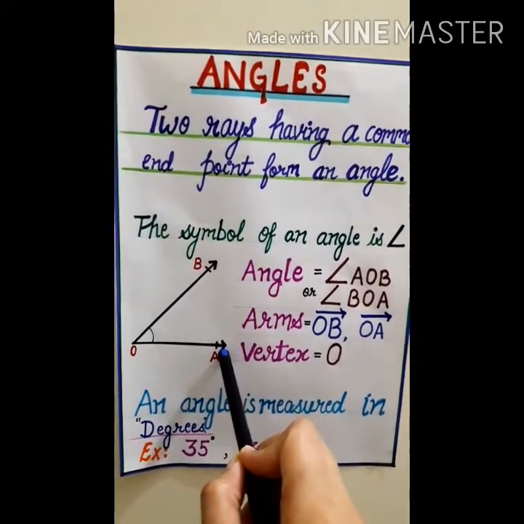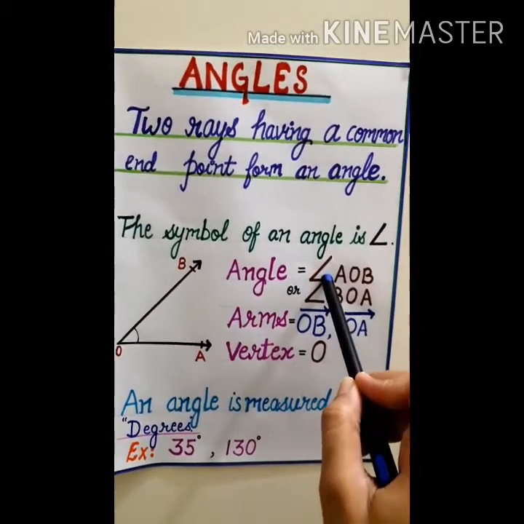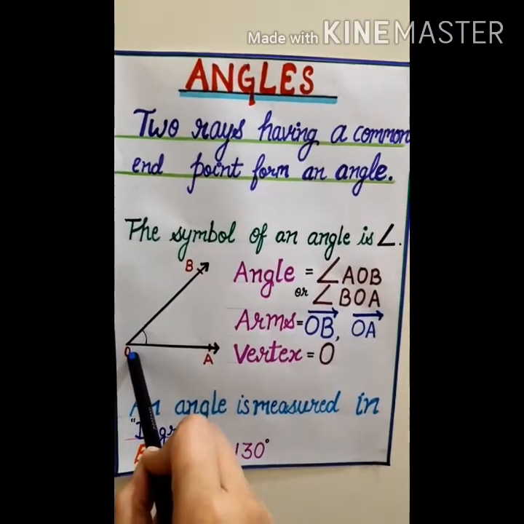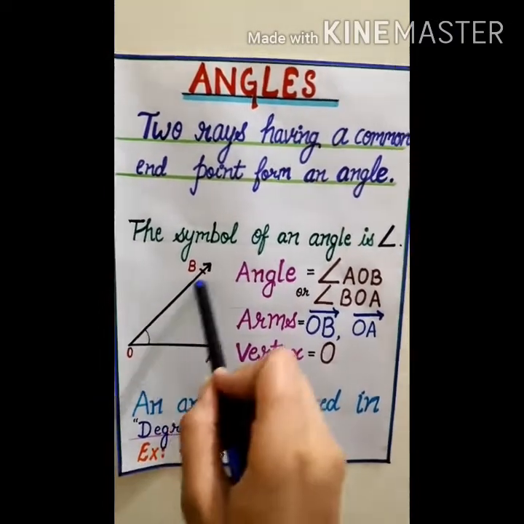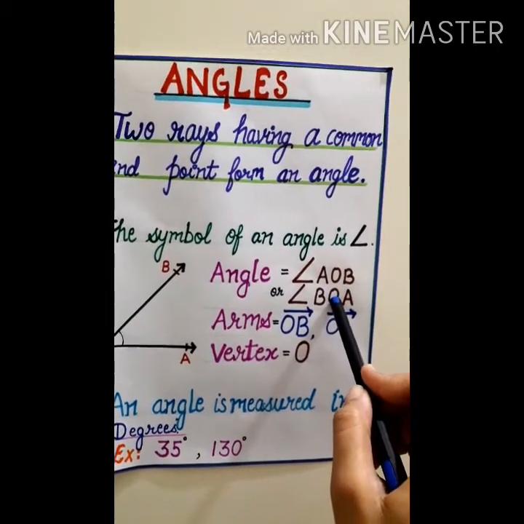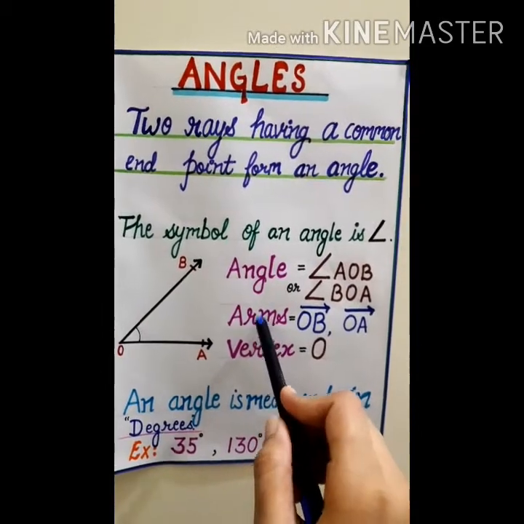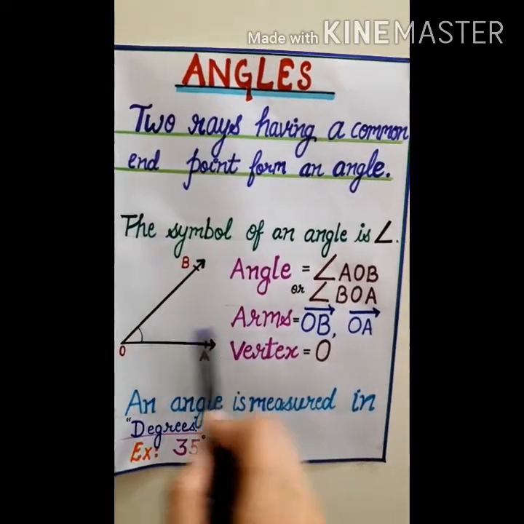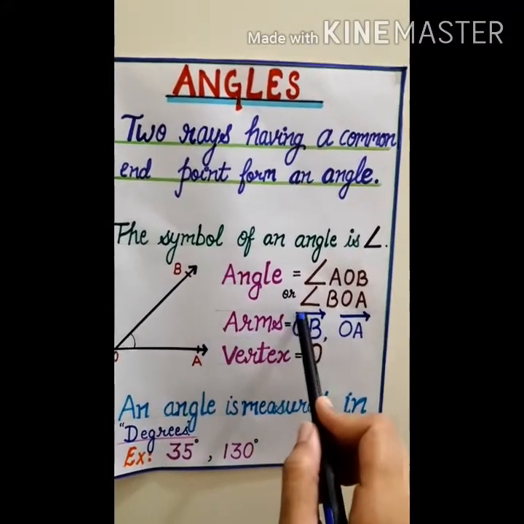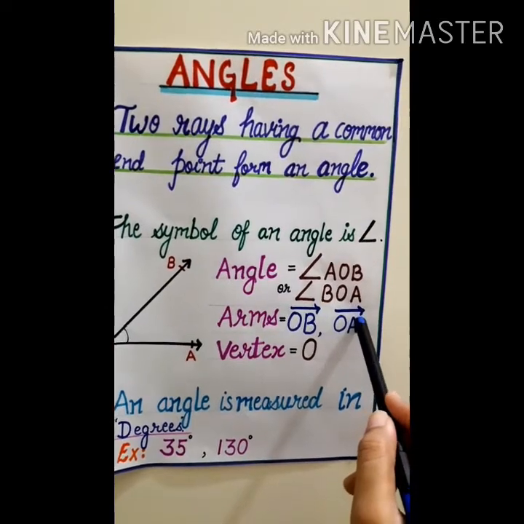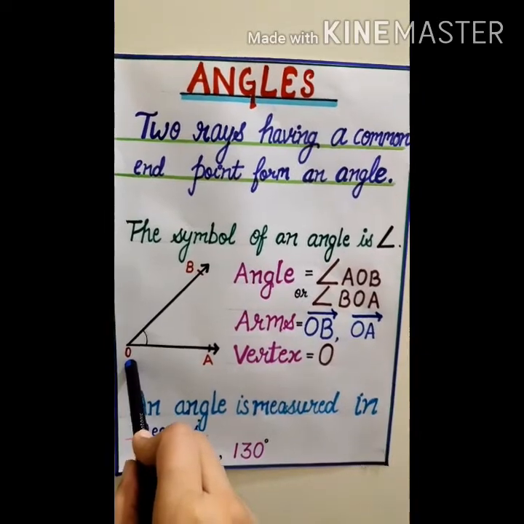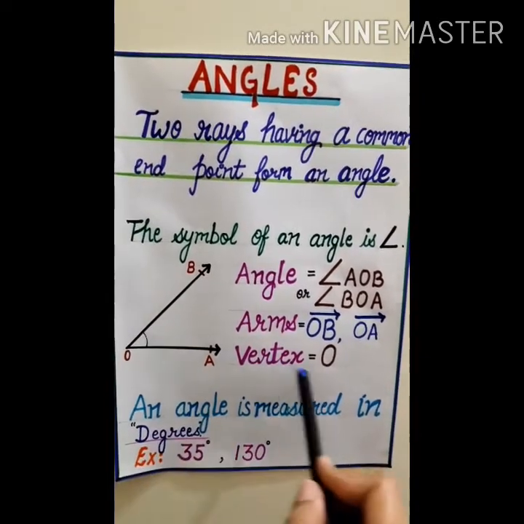Important thing is that while writing the name of an angle, first of all you have to write the symbol of the angle. And second thing is that your vertex, that is the common point, always comes between the two rays. So here you can see that O comes in the middle of the name of the angle. Arms are the rays by which the angle is formed. So here the arms are OB and OA. OB and OA are the two rays, so here you have to place the symbol of the ray, which I already explained to you in the topic of rays. Vertex is the common point at which the angle is formed. So here the vertex is O.